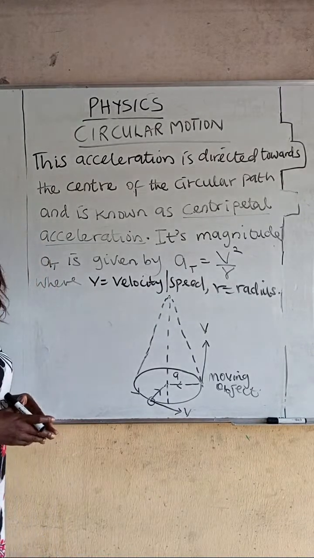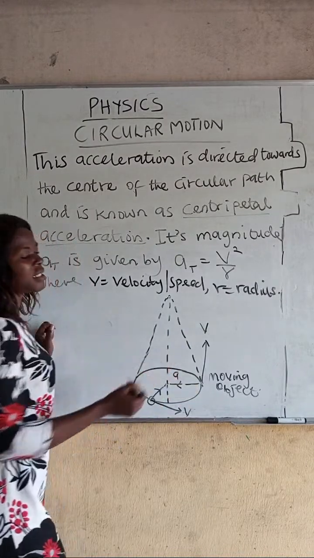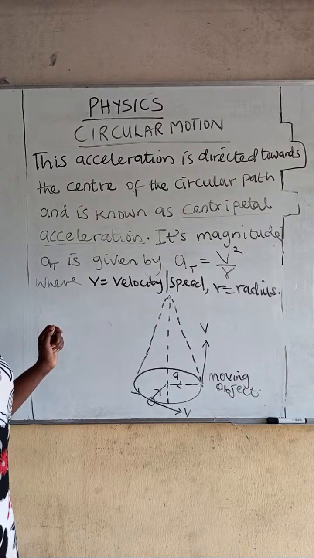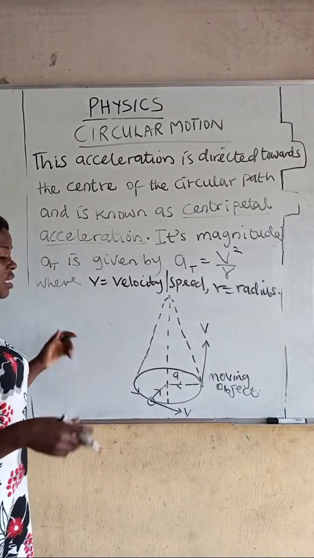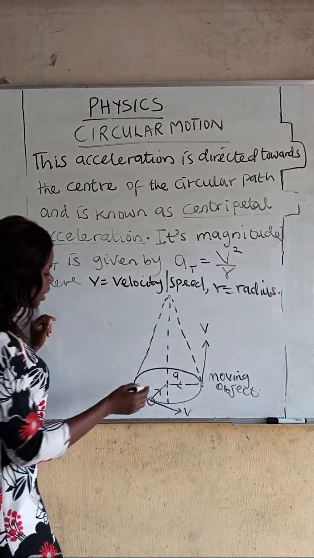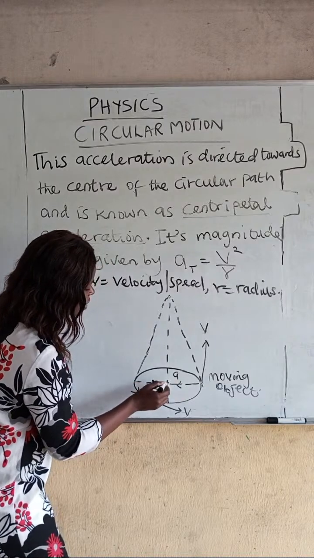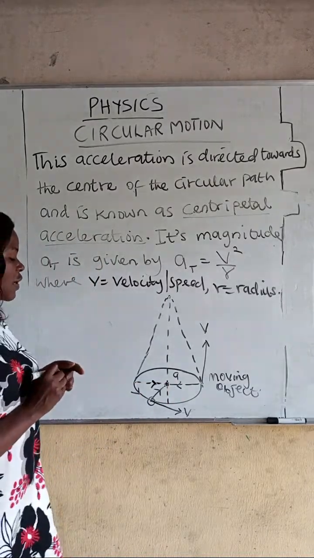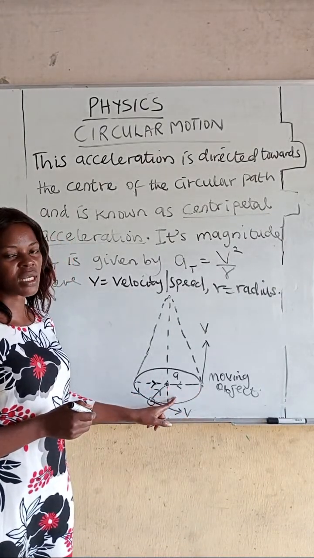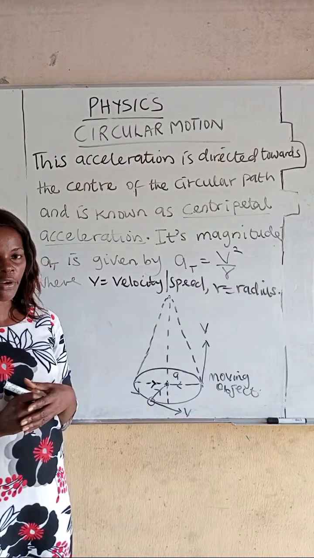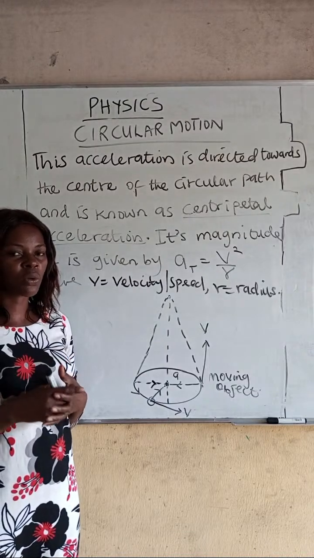Now I want to explain this diagram. If the body is moving in a circular path, I say that the speed is constant, but the direction is what? Changing. As the direction is changing, it is moving towards the center of the circle. Now this velocity constitutes an acceleration, and this acceleration is also moving towards the center of the circle. So this acceleration that is directed towards the center of this circle is said to be what?